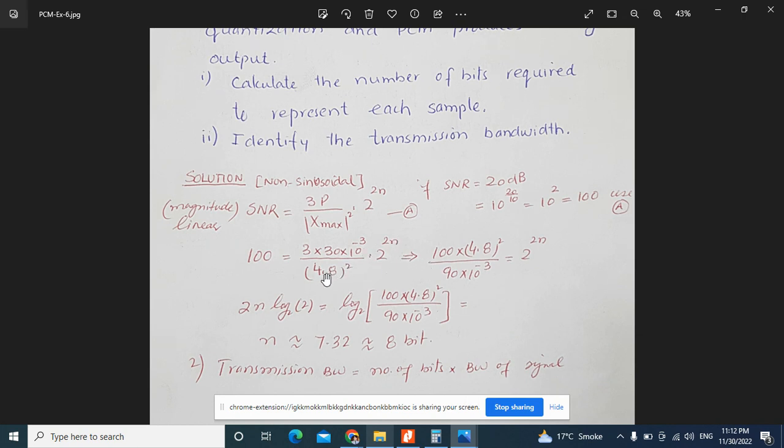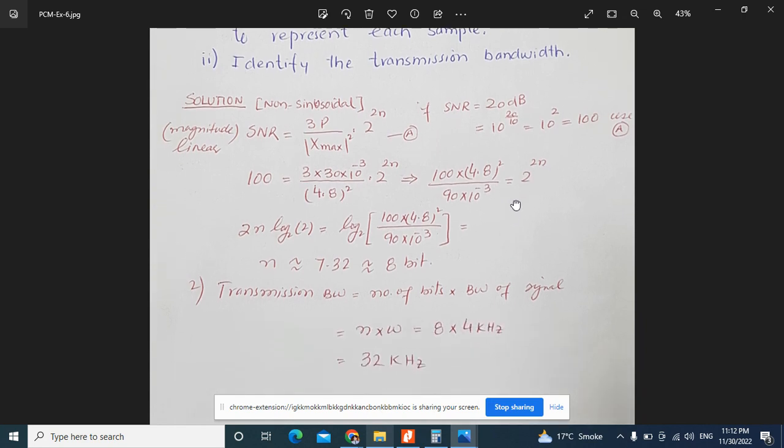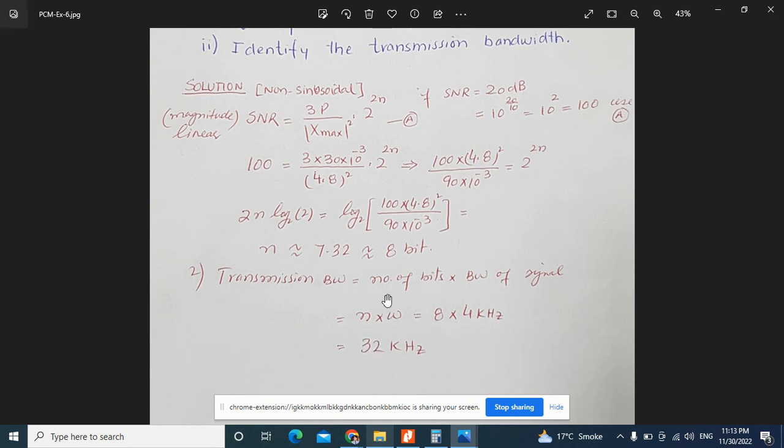You can rearrange this value, and then you will end up with this term on the left hand side, and 2 raised to power 2n on the right hand side. You can take log on both sides, and then you can solve for n, which is approximately equal to 8 bit if you use your calculator. The second is the transmission bandwidth, so number of bits multiplied by bandwidth of the signal. We have already calculated n, that is 8 bit, and the bandwidth of the signal is also given, which is 4 kilohertz. So 8 multiplied by 4, that is 32 kilohertz.